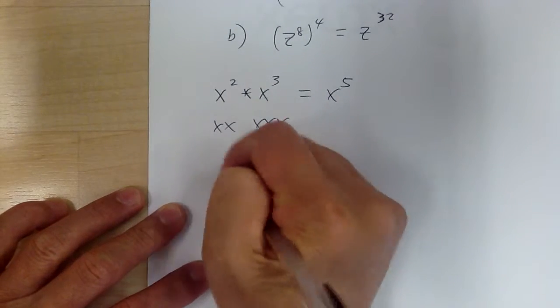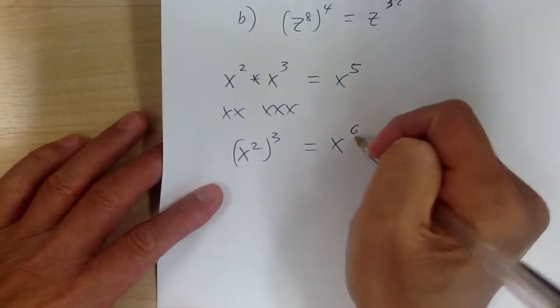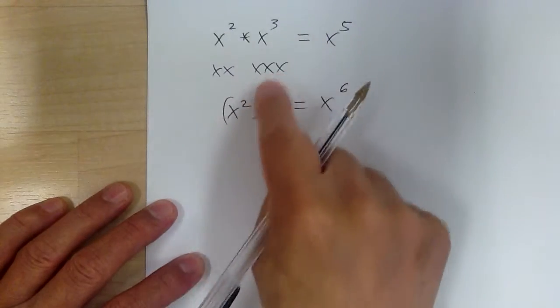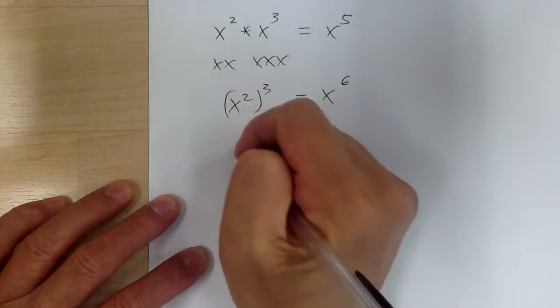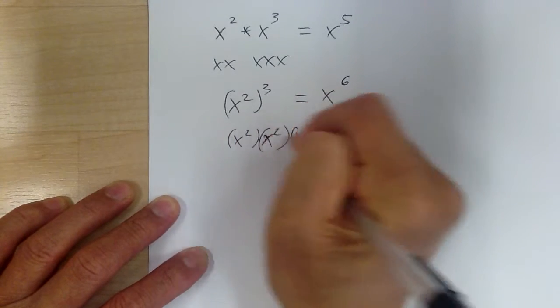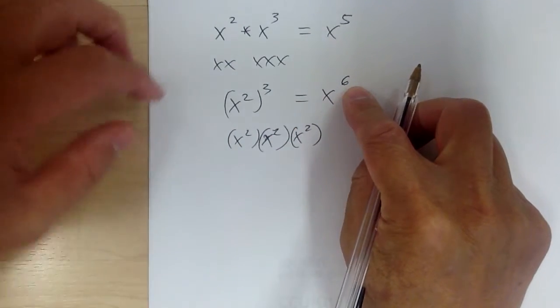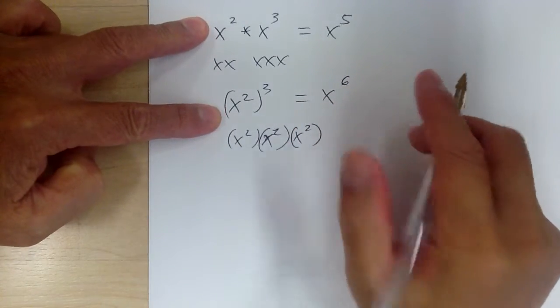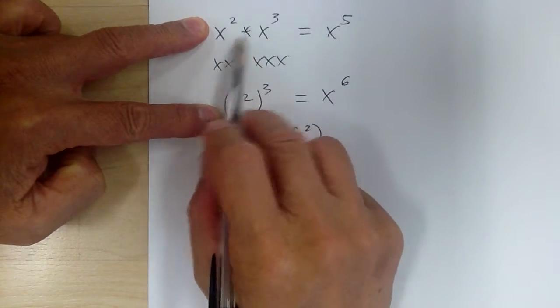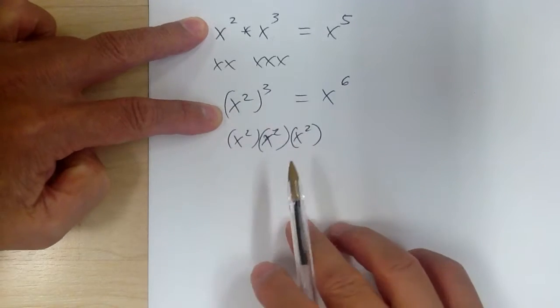But when you have x squared to the 3, this is equal to x to the 6. You need to know the difference between the two, because this means x squared times x squared times x squared. So you get 2 plus 2 plus 2, that's why it's x to the 6. This one is multiplication, so you use the product rule. This is an exponent of an exponent, so you use the power rule.